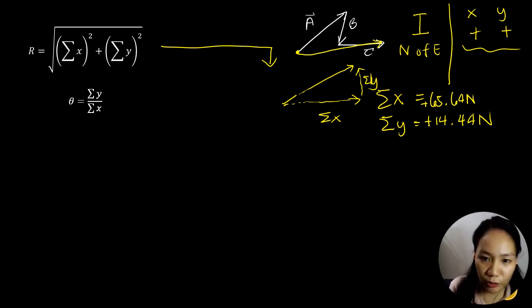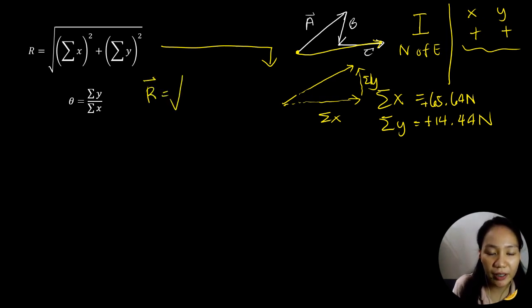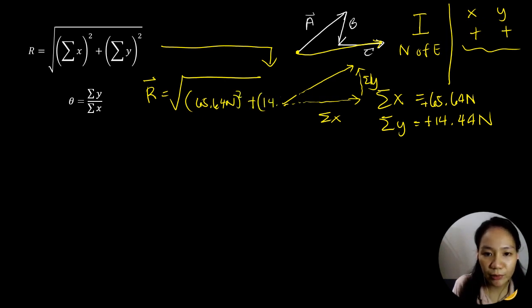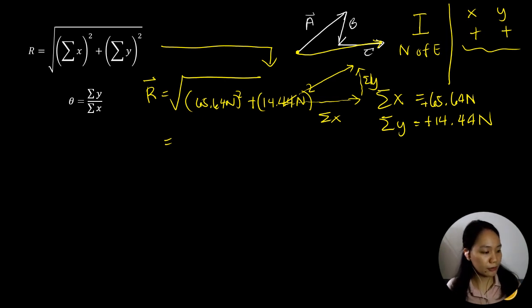Okay. And if you notice, this is still a right triangle. So the Pythagorean method still applies. It's just that you have added all the x components and all the y components that will serve as the parts of our triangle. Okay, so following this method, the resultant vector is the square of the x, which is 65.64 newtons, squared, plus the square of 14.44 newtons.